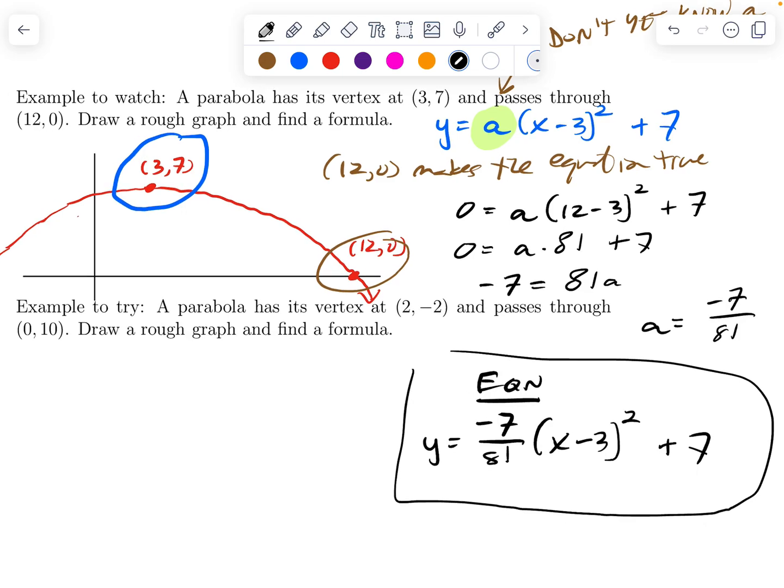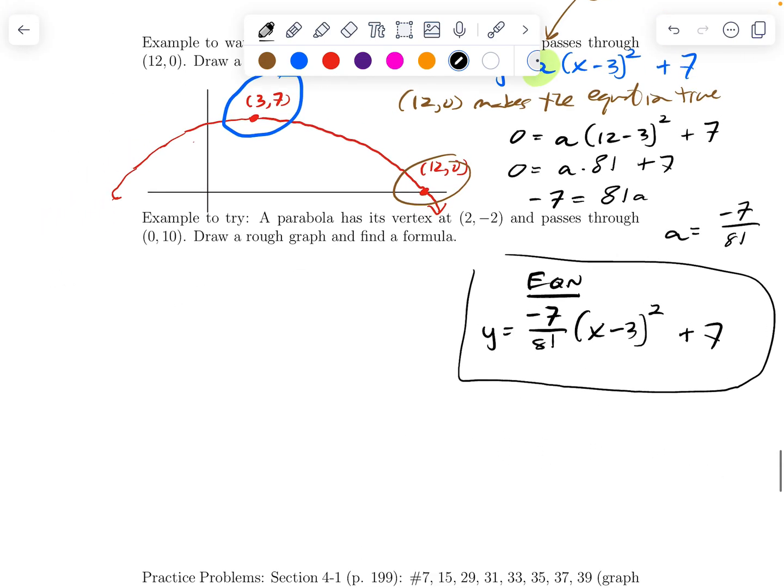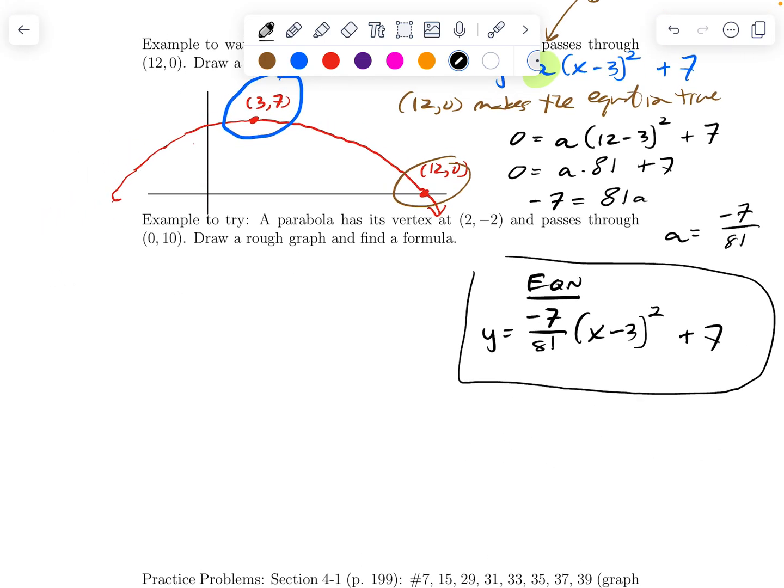Now, if you're trying this for the first time, do this example. A parabola has its vertex at (2, negative 2) and passes through the point (0, 10). Draw a rough graph and find a formula.